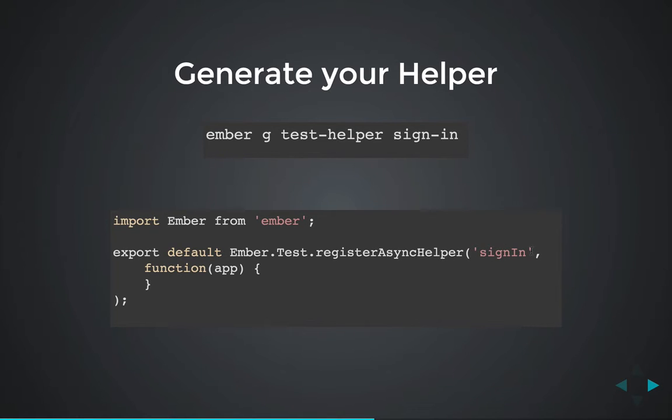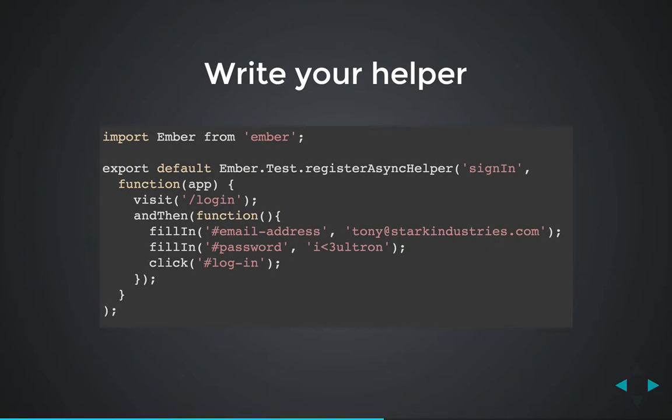So the first argument is the name, and then the second argument is a function. This function we're going to fill in with the code that we had repeated before. So this is just pasted in. And if we didn't have the login, then we could take away the "and then" as well. That's what the async in register async helper does for you.